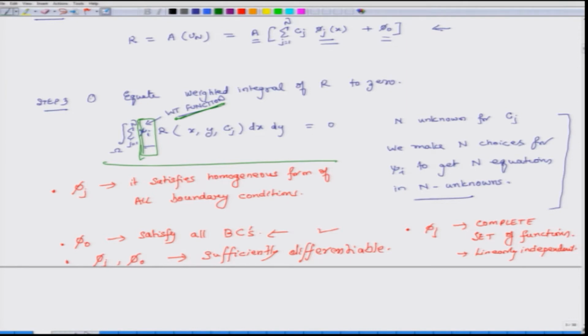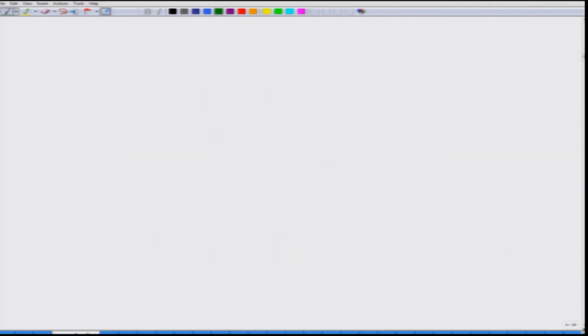And then I had mentioned that this weighted residual method has different flavors, and depending on the choice of our weight function, it is a particular type of weighted residual method. So today we will discuss some of these methods, and the first method we are going to talk about is called the Petrov-Galerkin method.